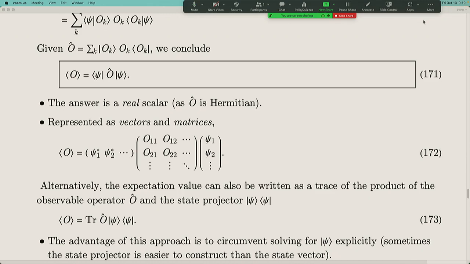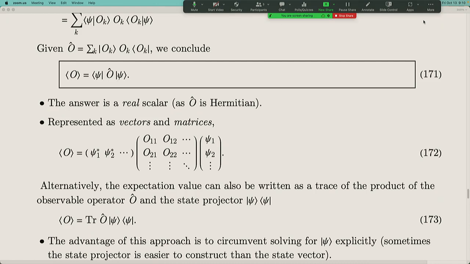And then you can write down this expression more explicitly, as I said, in terms of these matrix representations. And it's always good to write it in this way, which facilitates computation.